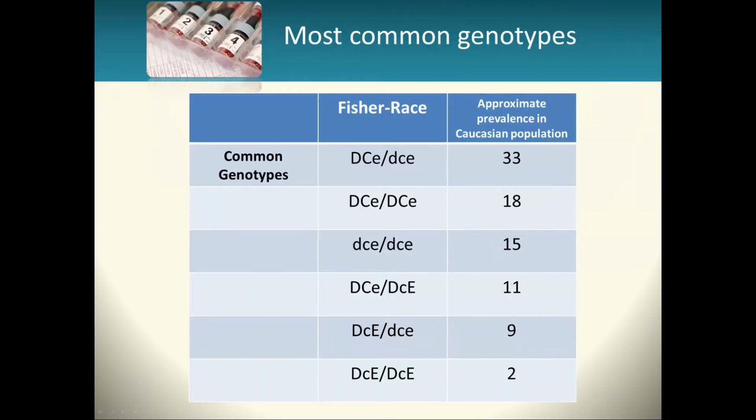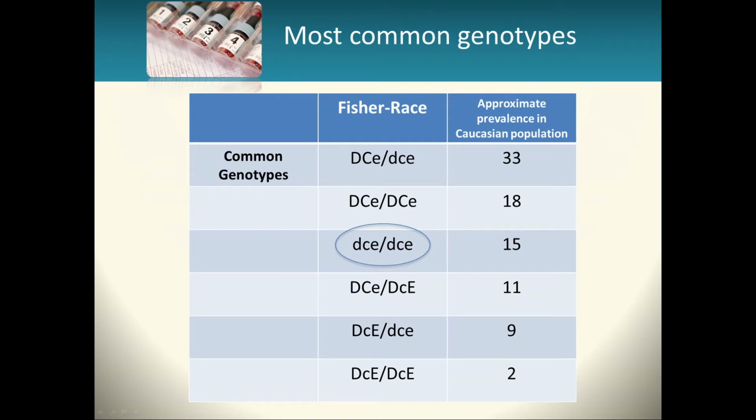If we look at genotypes in Caucasians, which, as you know, include two haplotypes, one inherited from each parent, the most common genotype in Caucasians is D big C little e, little d little c little e, which is found in roughly 1/3 of the population. The second most common is D big C little e, D big C little e, and the third most common is little d little c little e, little d little c little e.